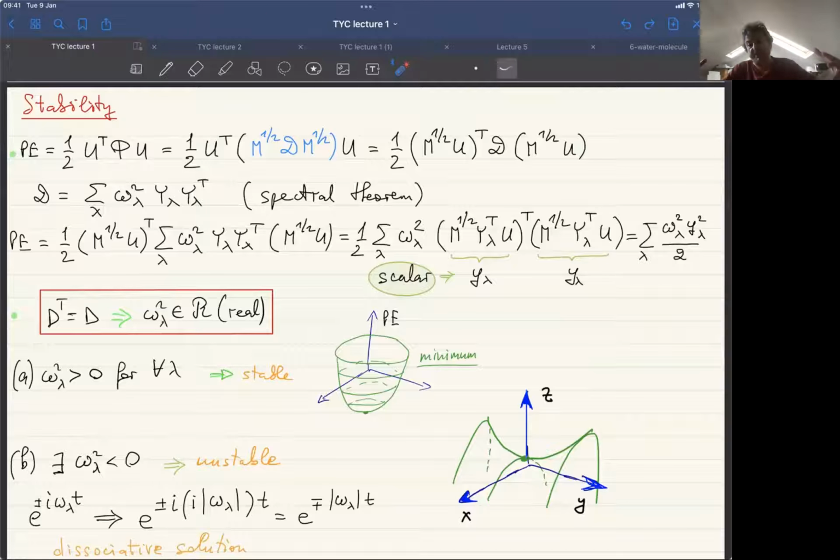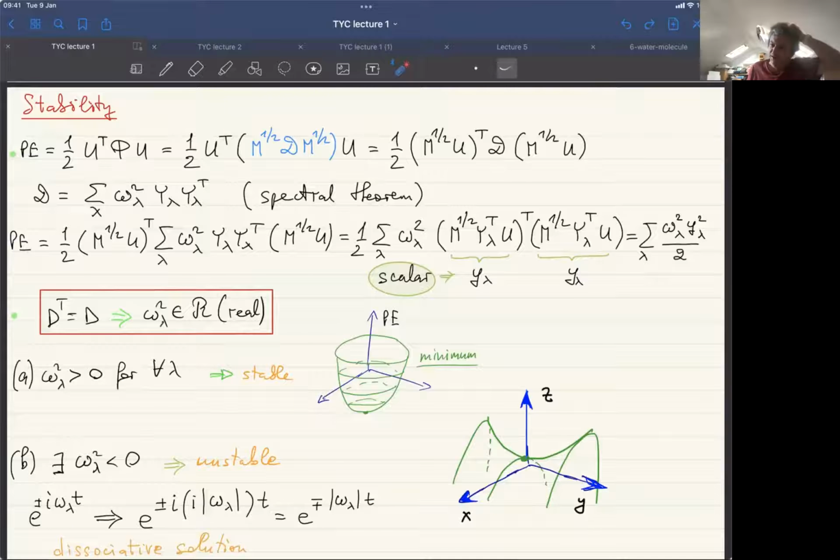So in terms of collective displacements, the total energy becomes just a sum of independent collective displacements, which are this y lambda with a prefactor given by omega squared. And we know, as I said before, that these omega squares are always real. In fact, the eigenvectors can always be chosen real as well, because the dynamical matrix is real. So we have a sum of these square terms.